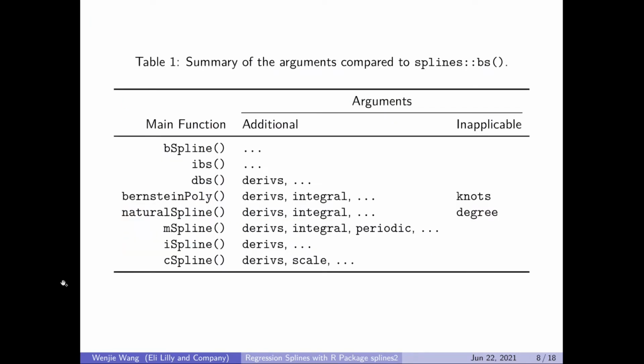Table 1 summarizes the arguments of those main functions in the splines2 package compared to the splines bs function. We found that for most of those functions, it may include one or two additional arguments for the derivative of the basis function or integral of those basis functions. In particular, the mSpline function contains one argument called periodic, which takes a logical value TRUE or FALSE. If TRUE, then it will return the periodic m-spline basis.